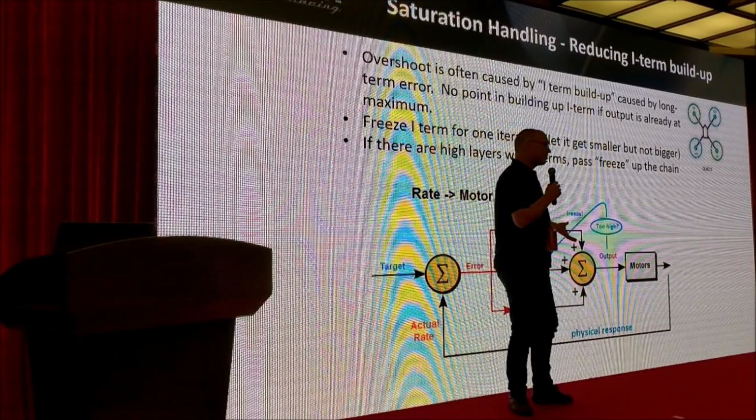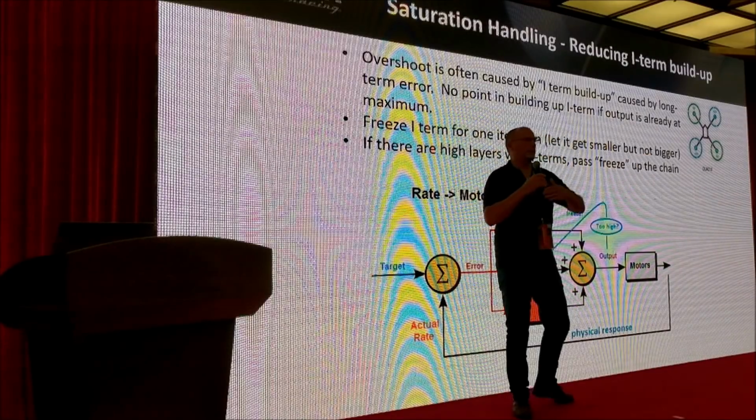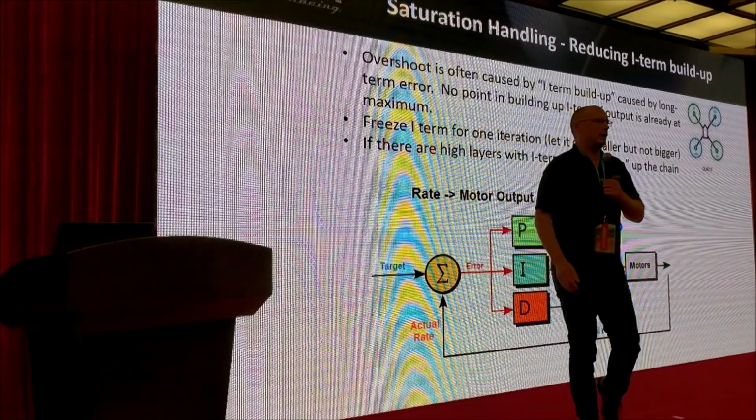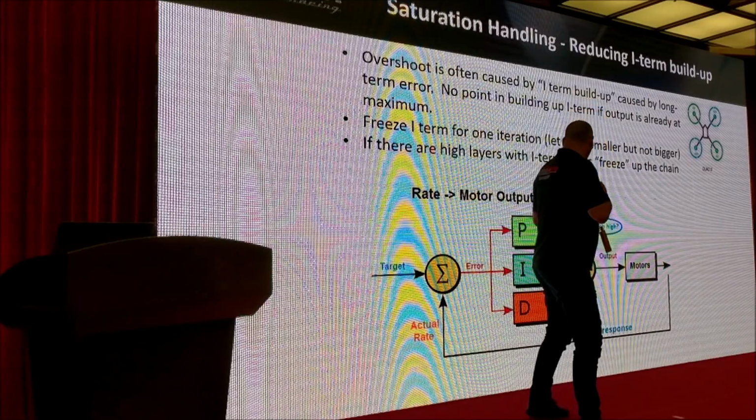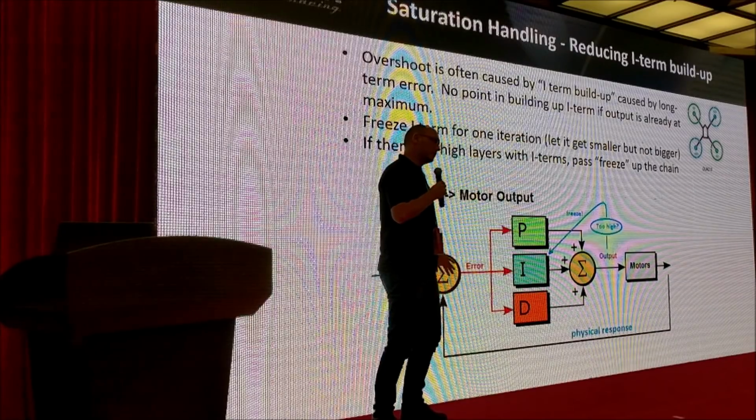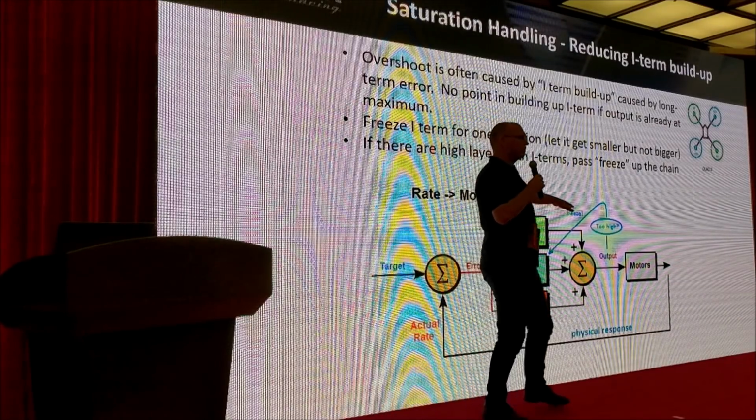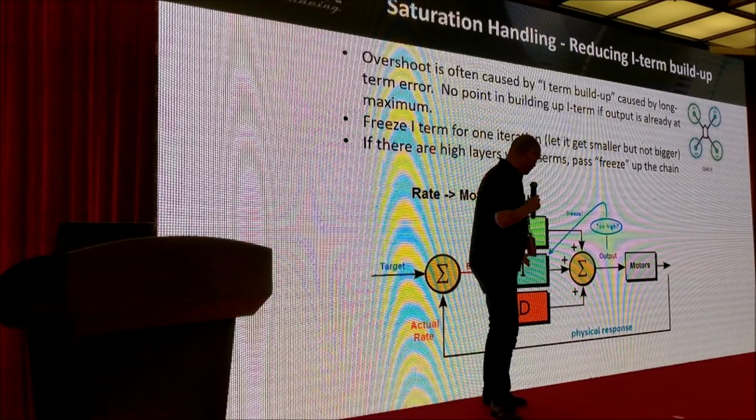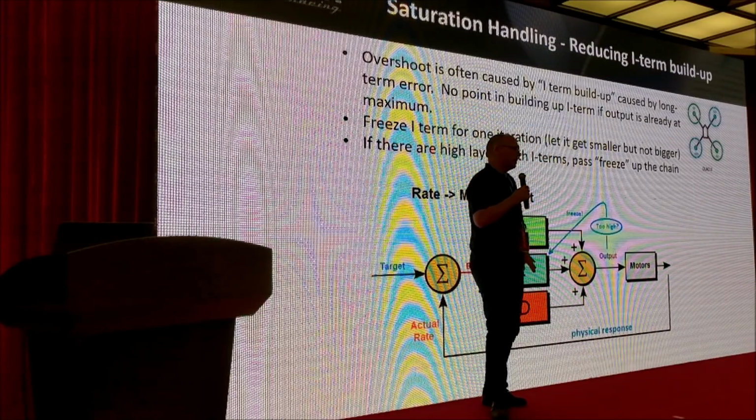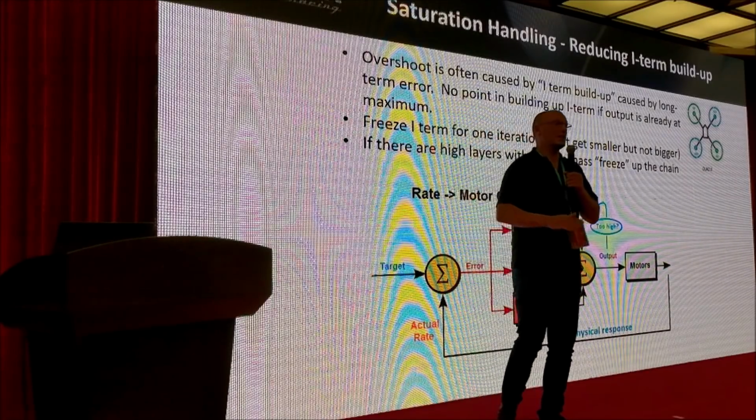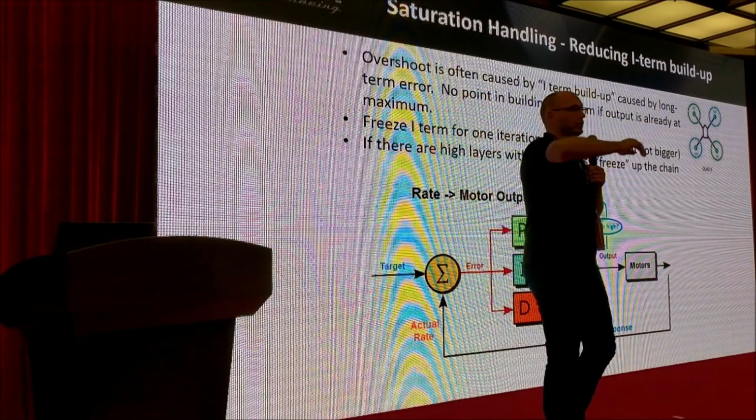So what happens when we need to close an error and we need twice as much power than we actually have? All of a sudden we've got a really big error here, and so we need 200% output to the motors. This is where we can have problems with I-term build-up. And we often see this when we're taking off from the ground.